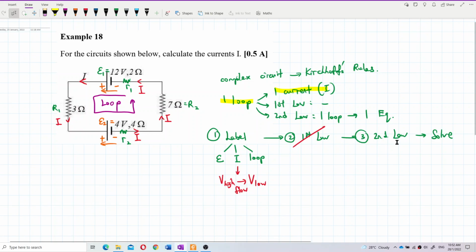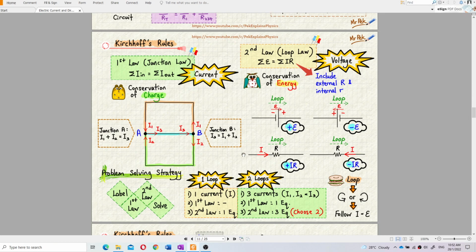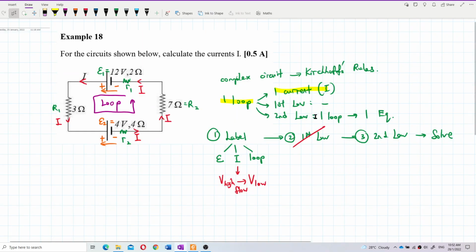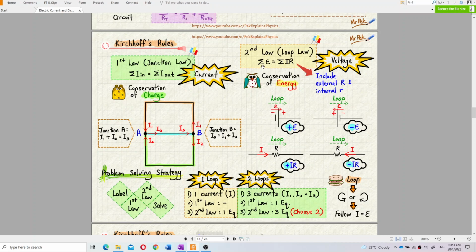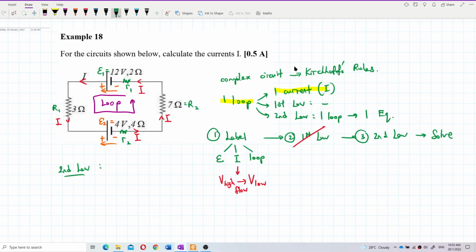We go to the second law. The second law also only has one equation, because there's only one loop. Now we build the equation for the second law, using this loop direction. The second law is the loop law: total E equals total IR.